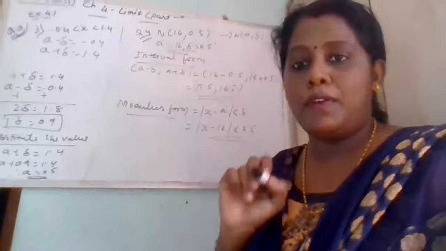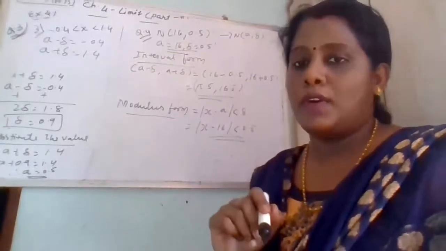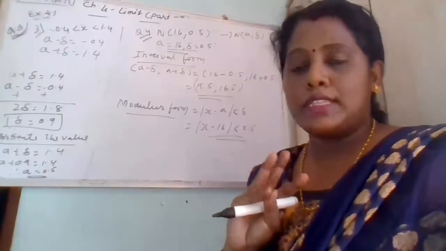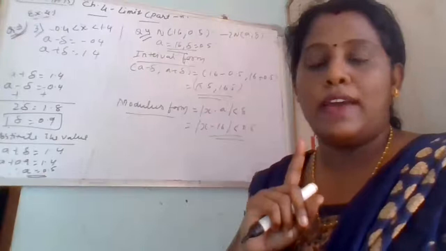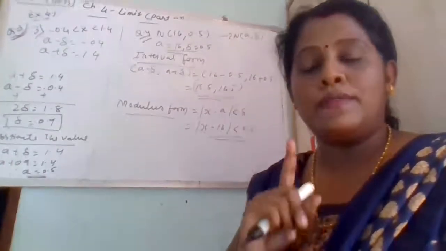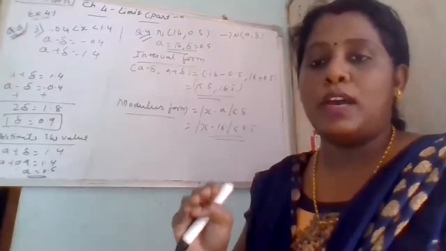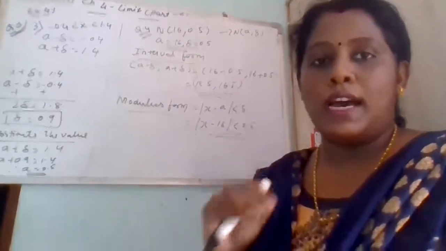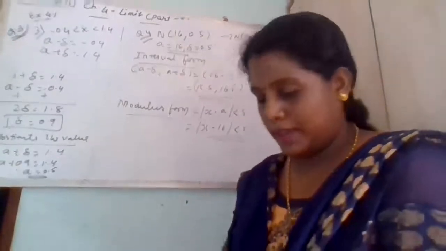Then with the help of a and delta you have to find interval form and modulus. So for finding these three forms, first thing you have to know is the value of a and delta. So first you have to find a and delta from the given information, and then you have to find whatever is asked in the question. Right? This is a very simple way you have to find.